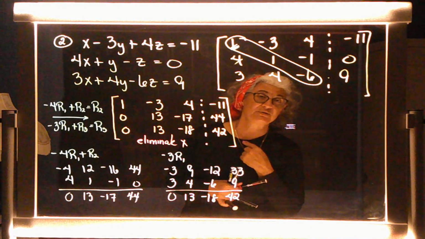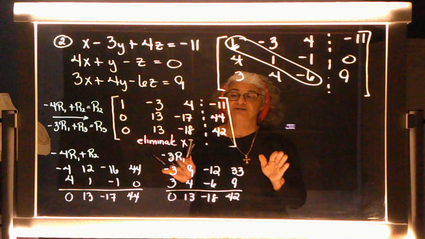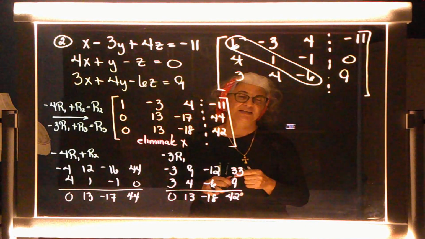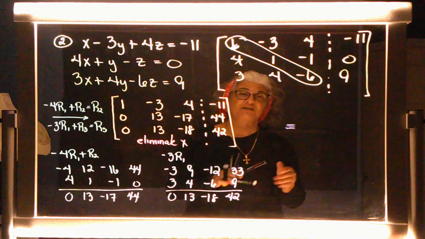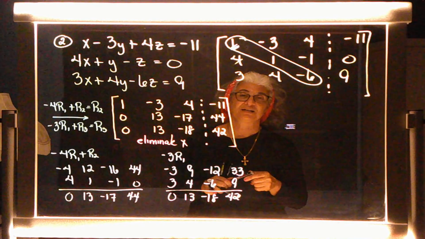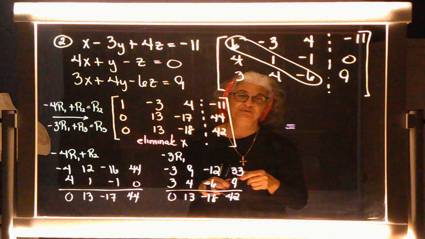Now take a look at this matrix. Is there any reducing that we can do? Can I reduce any row? Nope, I can't. So I'm going straight from eliminating x to eliminating the y's. With me? Okay, be right back to eliminate those y's.